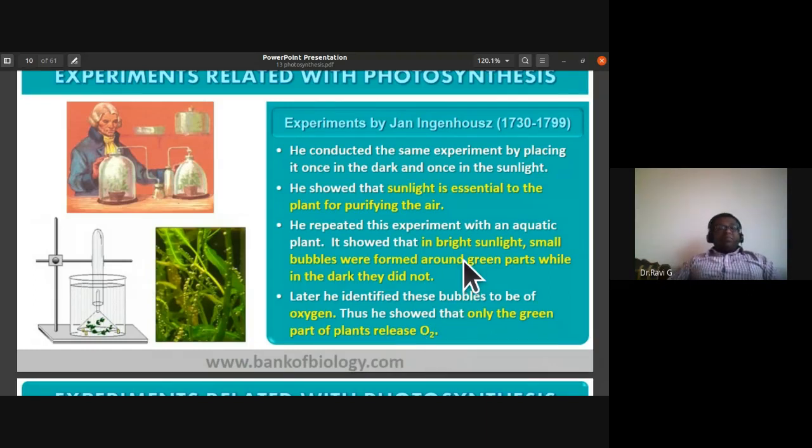So he also repeated this experiment with an aquatic plant, and showed that in bright sunlight, small bubbles were formed. You can notice this oxygen being released by this aquatic plant. Small bubbles were formed around the green parts, while in the dark, they did not liberate oxygen. Later, he identified these bubbles to be oxygen. Thus, he showed that only the green parts of the plants release oxygen. So, this is one of the works of Ingenhousz.